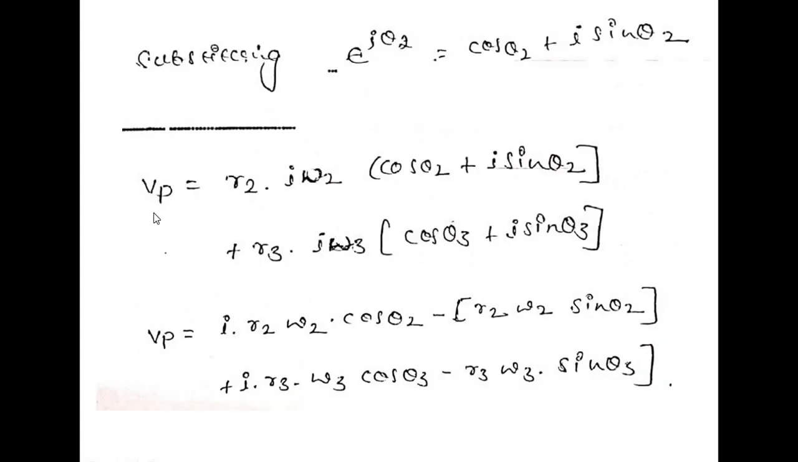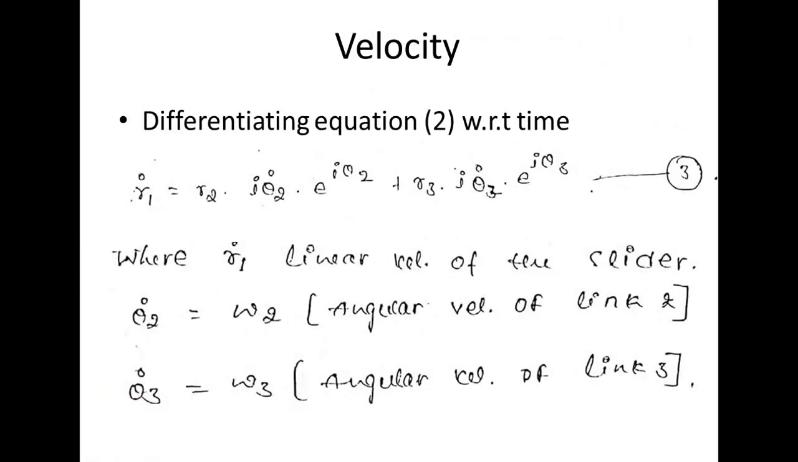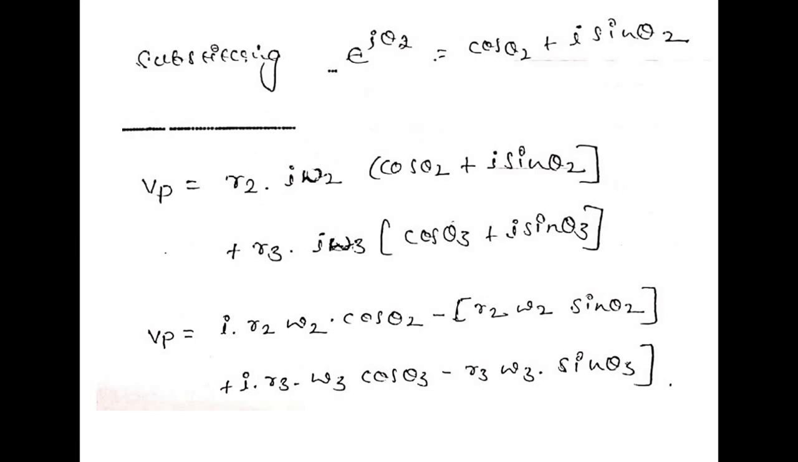That is nothing but the velocity of the piston. Vp is equal to R2 I into omega 2 into cos theta 2 plus I sin theta 2. Similarly R3 I into omega 3 into cos theta 3 plus I sin theta 3. So this equation we will obtain.